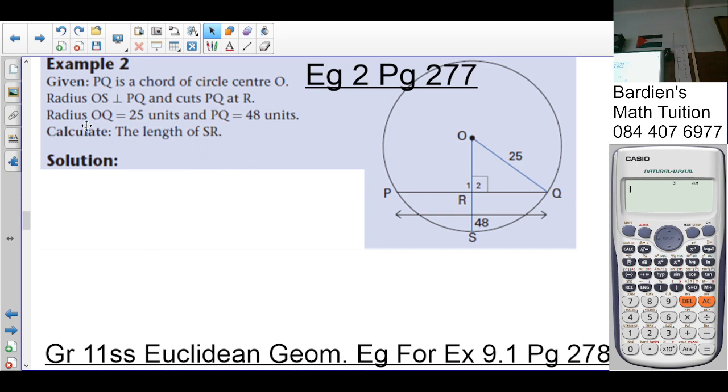So now we are told that's 90 degrees, so automatically PR is equal to RQ. Then we are told that the radius OQ is 25. Now what is the length of that line? Also 25. Why is that 25?